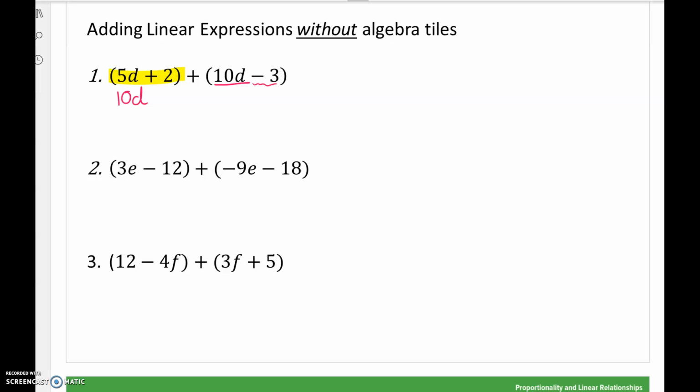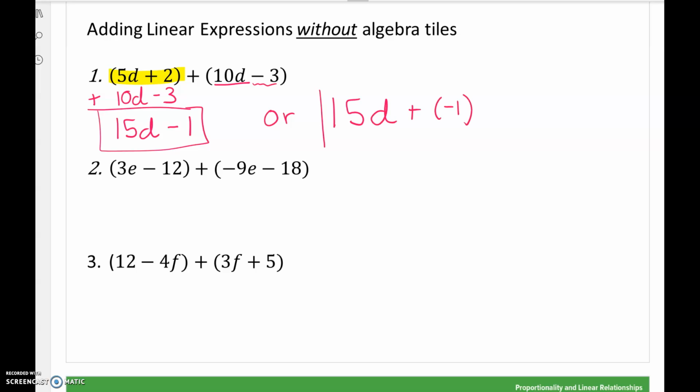And then negative 3 I know can combine with 2. Those are both a constant, so I'm going to put my negative 3 right here. And then I'm just going to add this up like an addition problem. So 5D plus 10D is going to give me 15D. 2 minus 3 gives me negative 1. So we get 15D minus 1. Or remember, it'd be fine if you wrote 15D plus a negative 1. Also means the exact same thing. All right, let's look at this one.